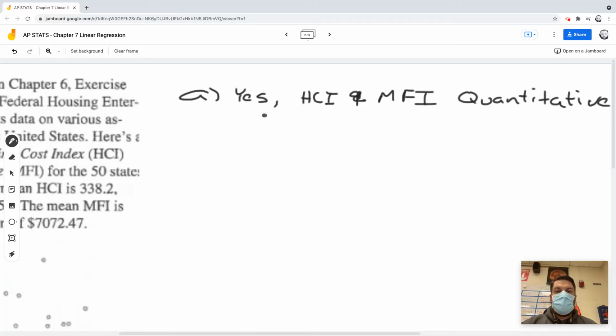The scatter plot itself is somewhat straight. I always feel like I'm writing too slow, but then I have to remember that you guys are writing at the same time I'm writing. Usually I'm writing way faster than you are. It kind of looks like a straight line. It's not a perfect fit, but it's somewhat straight.